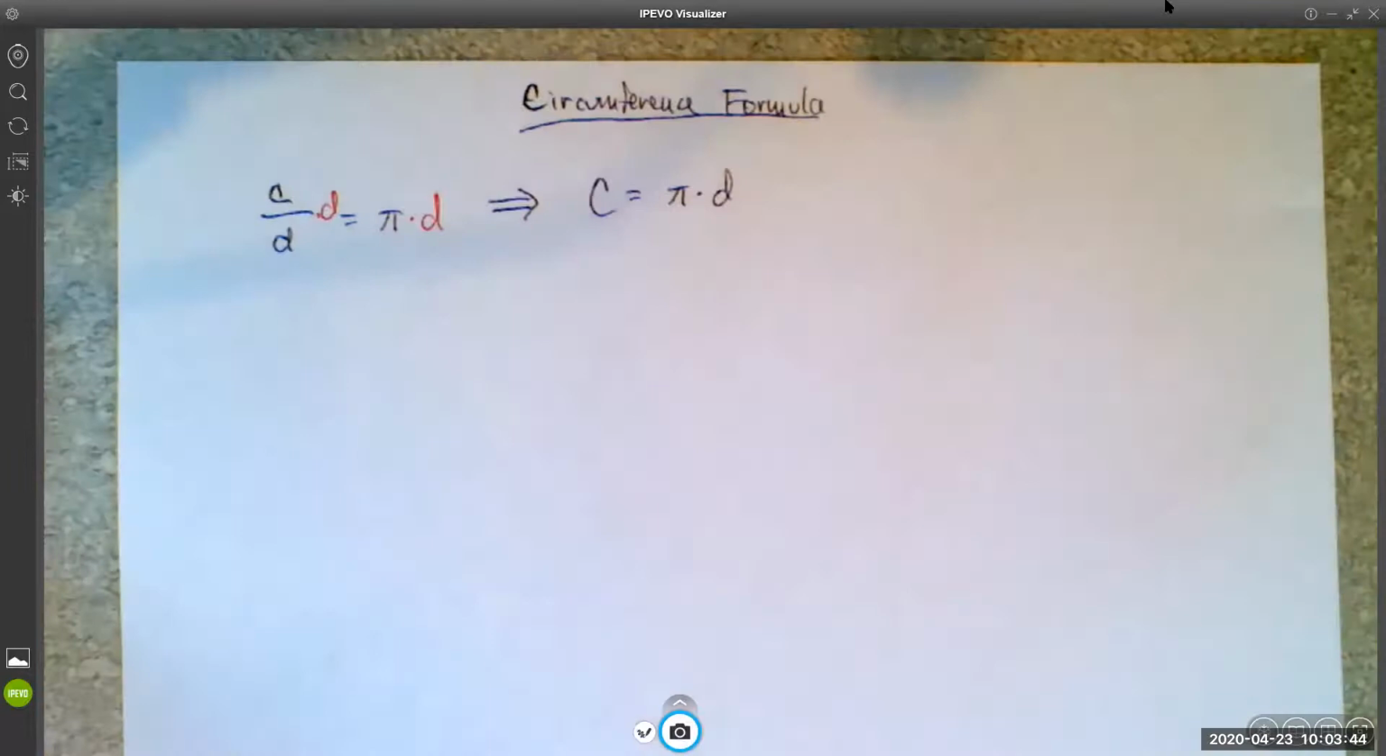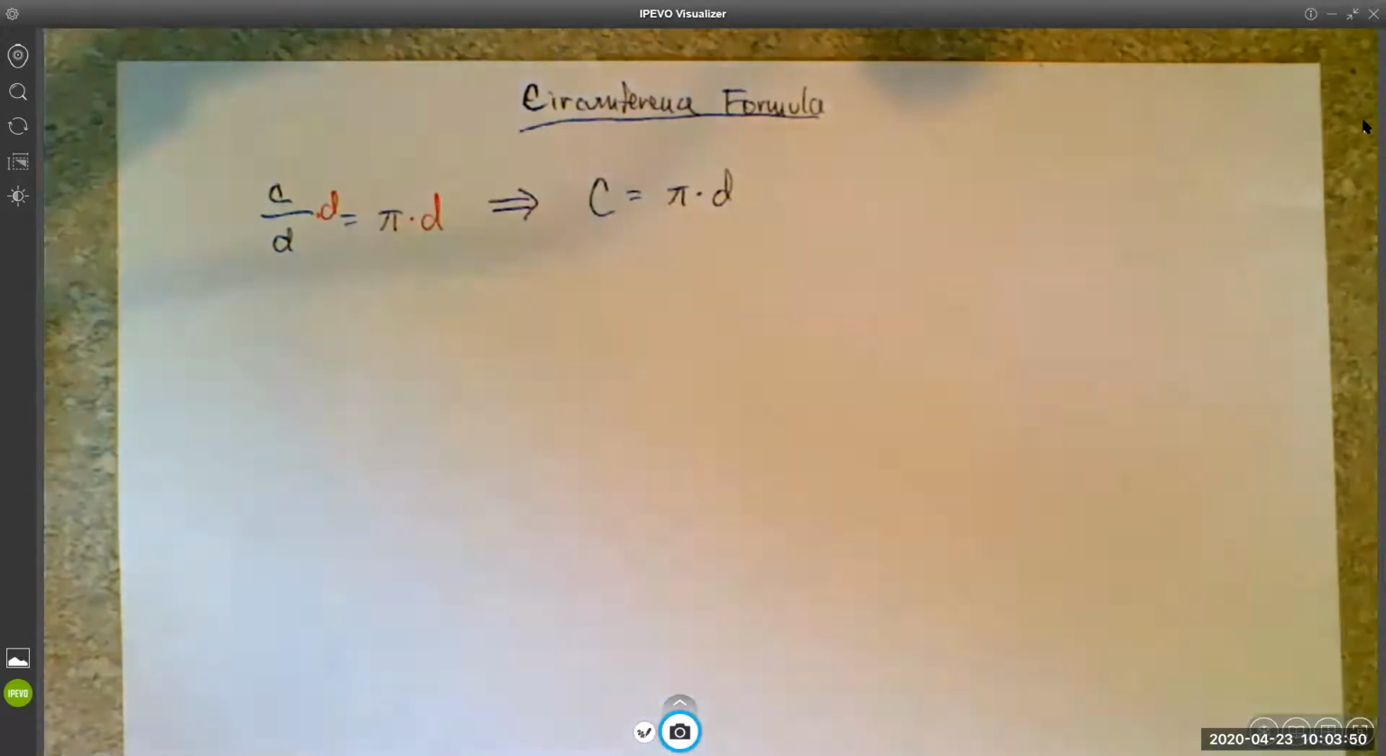Now you may think, but that's not the formula that I learned for circumference. You might be thinking of pi r squared for one thing, but that's completely wrong. Pi r squared is the area of a circle. That's not the same thing as the circumference, which is the distance around the circle. So the circumference is pi times diameter.